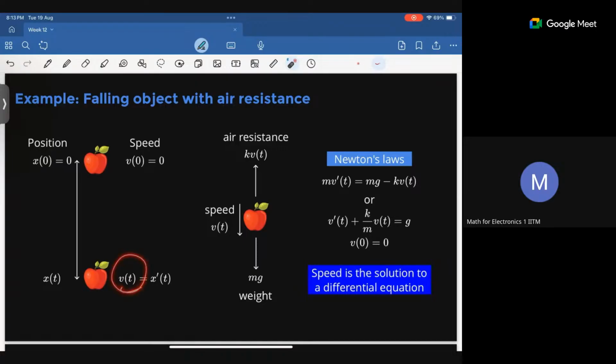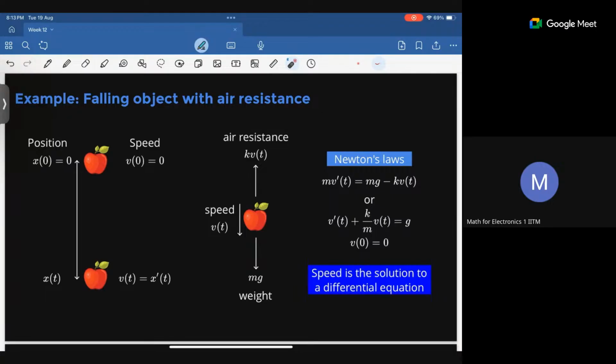And the speed and distance are related to each other, right? We have seen this in week 8. So when I differentiate the distance function, I will get the speed, right? So x prime of t is v of t at any time. Okay, so that is there.